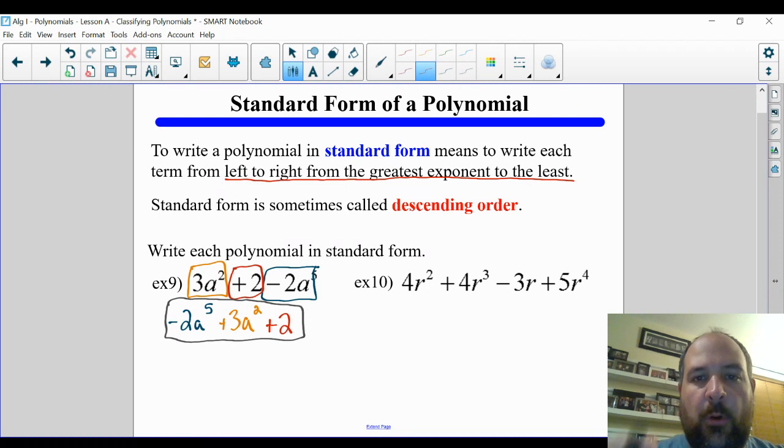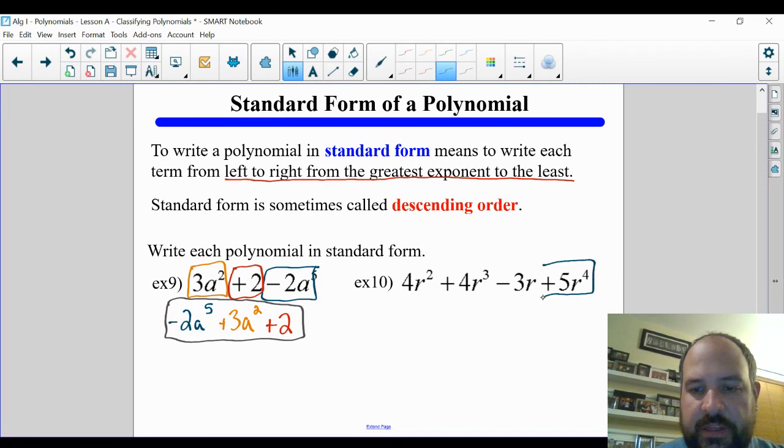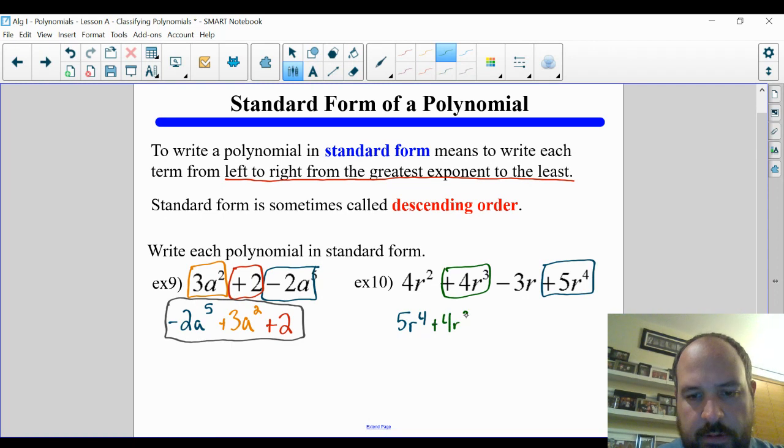Go ahead, if you want to pause and try number 10 on your own, you can. Okay, so if we look at number 10, again, our largest exponent term here is going to be the 5r to the 4th. So that's going to go first in standard form. Then we have the next largest exponent is the 3. So we have plus 4r to the third.